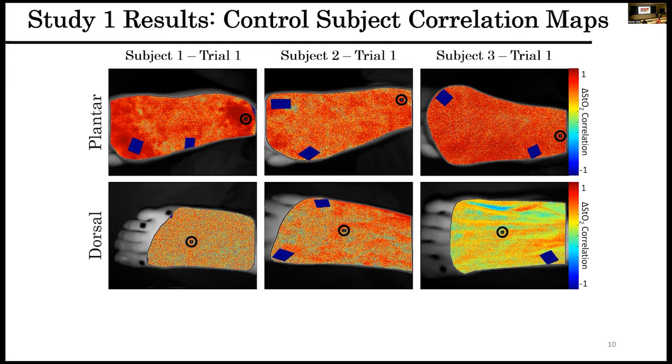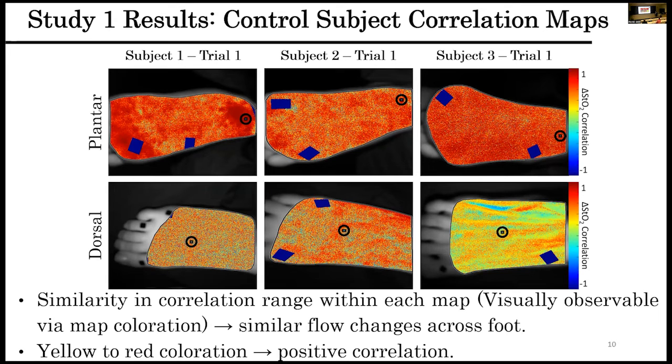And what we found was that within each of the correlation maps, there was a similarity in the correlation ranges. Visually, this can be observed by the relative homogeneity of the coloration in each map. In addition, the yellow to red coloration indicates positive correlations across the foot.